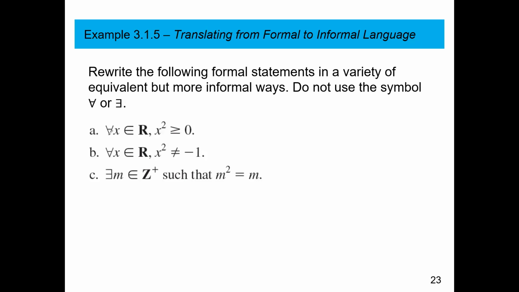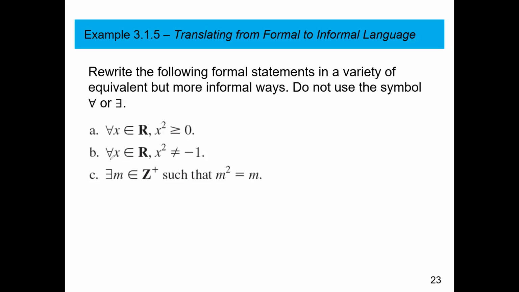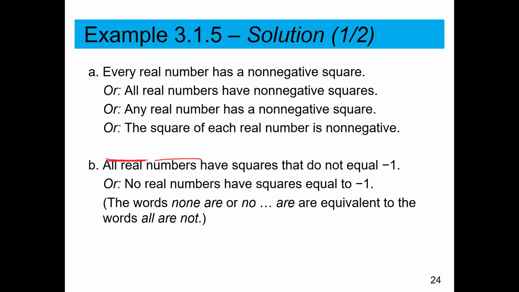The first one, for every real number, I can literally say that for every real number, x squared is bigger than or equal to 0. Or all real numbers have non-negative squares. There's lots of ways to frame this. The second one, again, I could have read this as for every real number, x squared is not equal to -1. I could have said all real numbers do not have this. There's a multitude of ways we could have written this.